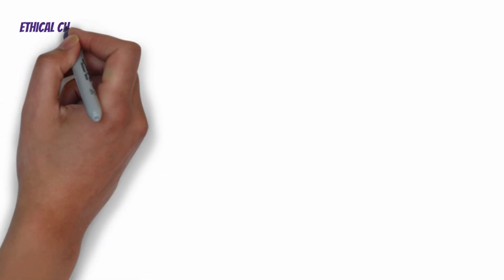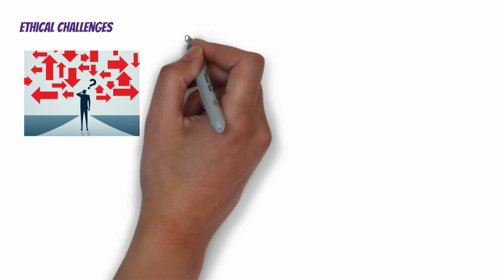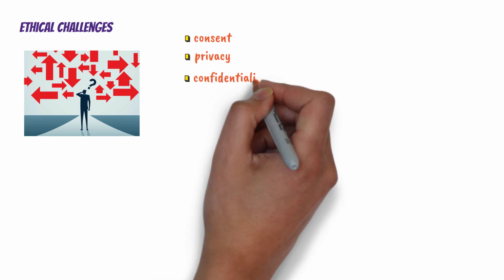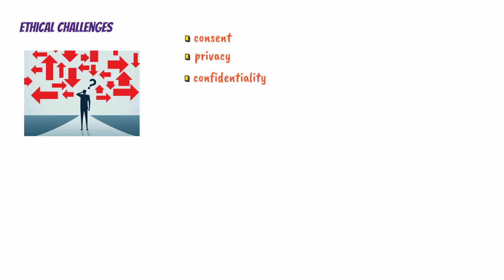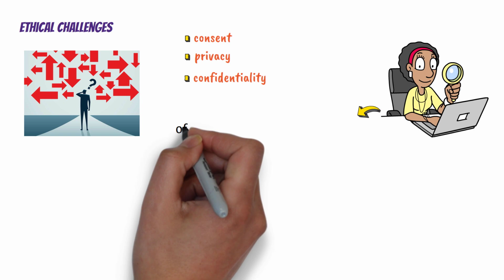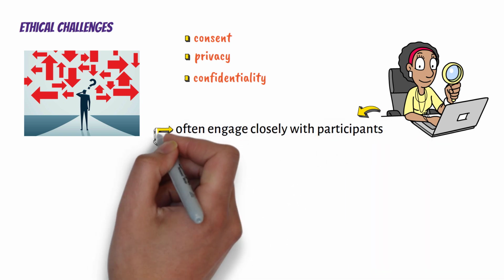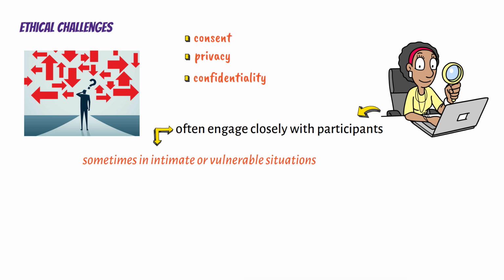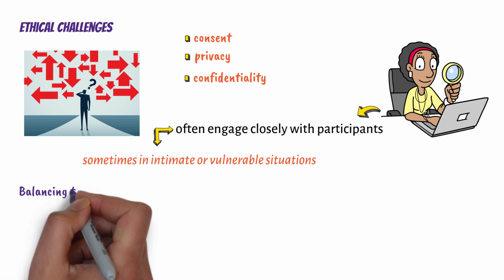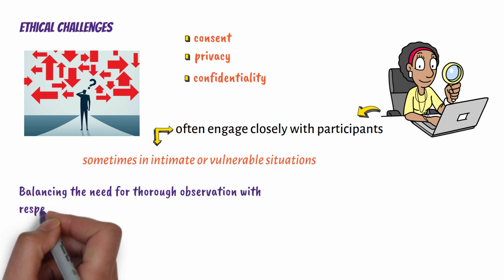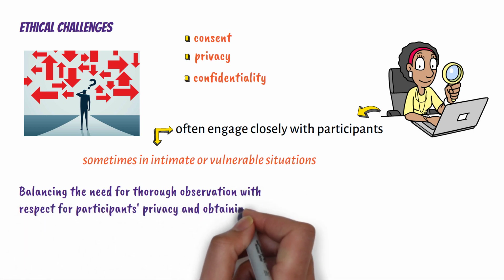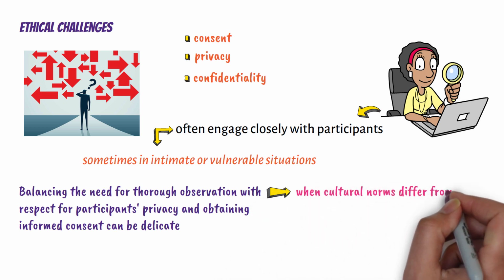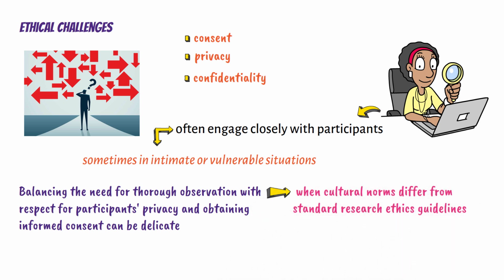Ethnography also faces ethical challenges, particularly around issues of consent, privacy, and confidentiality. Researchers often engage closely with participants, sometimes in intimate or vulnerable situations. Balancing the need for thorough observation with respect for participants' privacy and obtaining informed consent can be delicate, especially when cultural norms differ from standard research ethics guidelines.